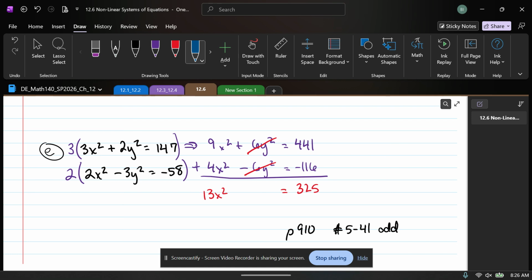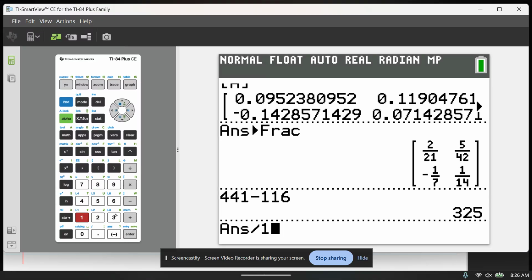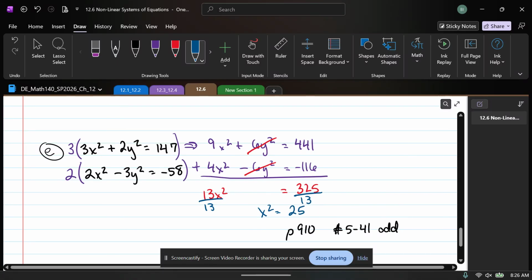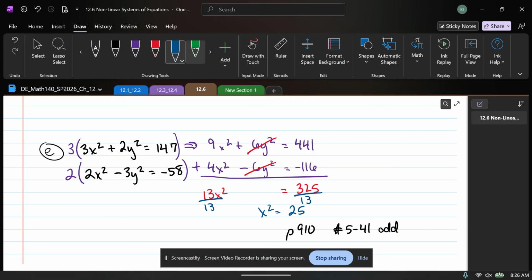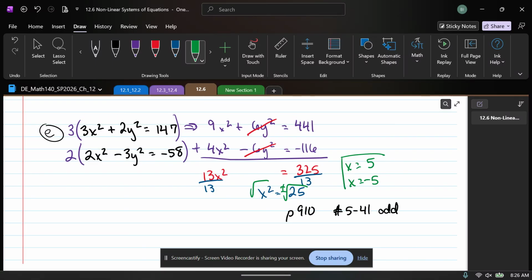I need to get the x squared by itself, right? So I'm going to divide by 13. 325 divided by 13, does it go evenly? It does. Ooh, and it goes to a nice number there. I get x squared is equal to 25, and how do I solve that? Square root. Plus or minus the square root of 25. So I get two answers there. I get x equals positive 5 and x equals negative 5. Those are my two x values.